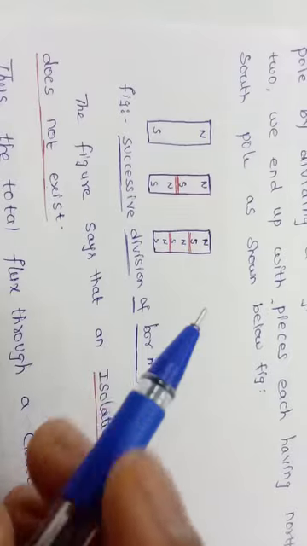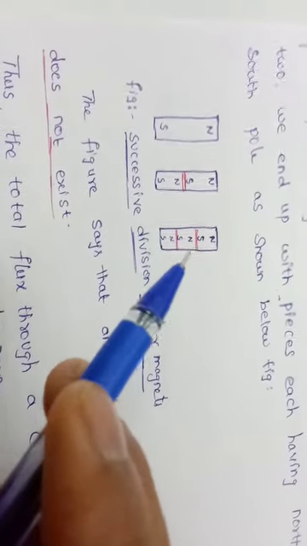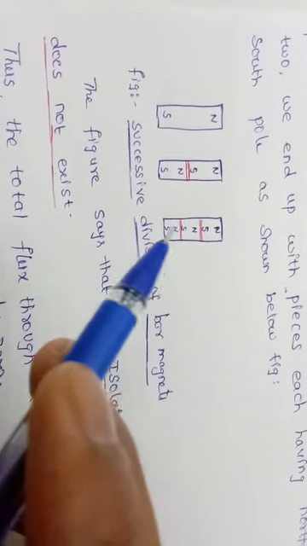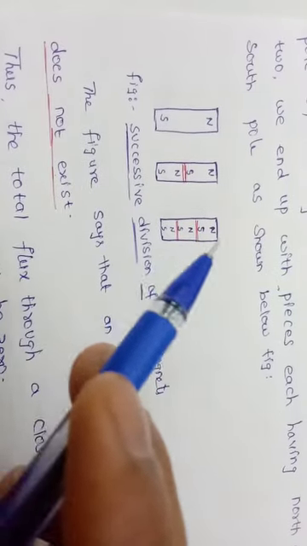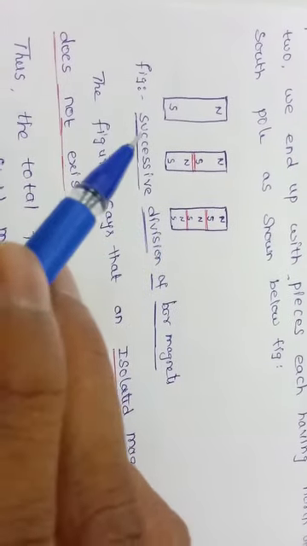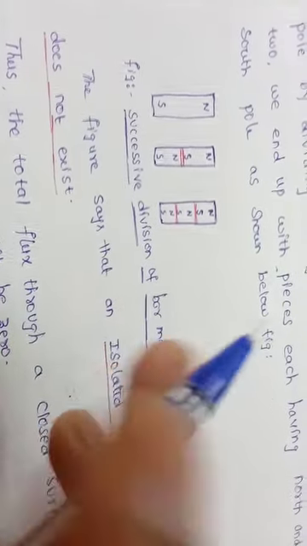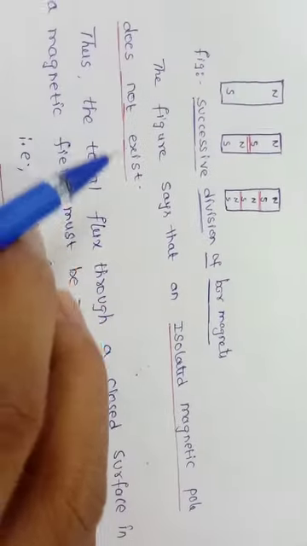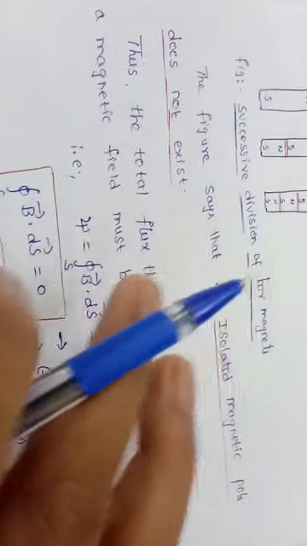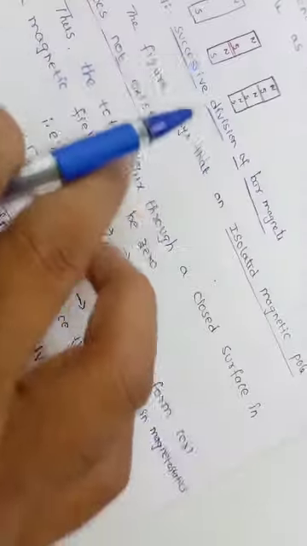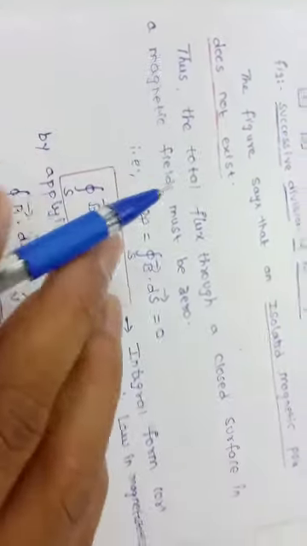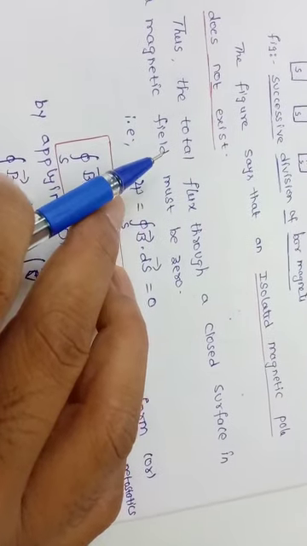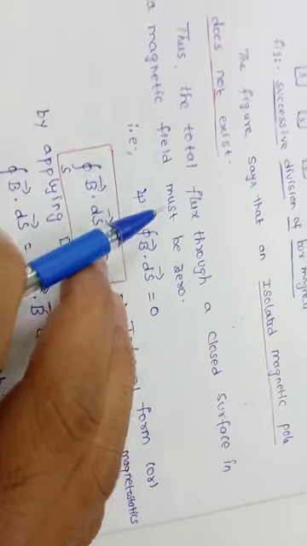If you break it into three pieces, what I am trying to say here is that there are no isolated poles. This figure shows the successive division of bar magnets. The figure says that an isolated magnetic pole does not exist. Therefore, finally we can conclude that the total flux through a closed surface in a magnetic field must be zero.